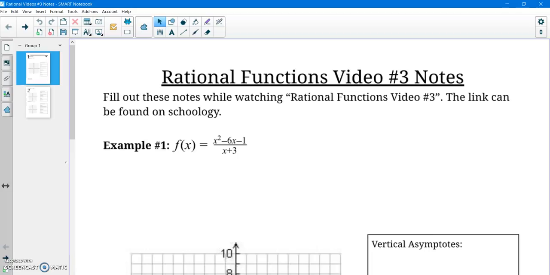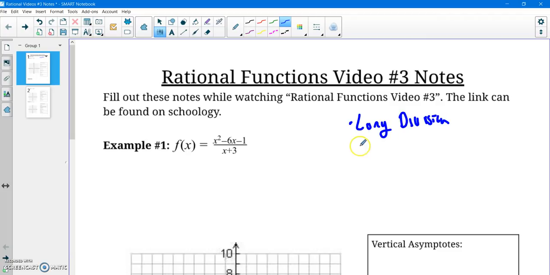Everybody, Mr. Covey here, and this is the third rational functions video. Okay, so we're going to look at one final kind of weird situation that you might encounter, kind of like a special situation. It requires that you know both long division for polynomials and synthetic division.